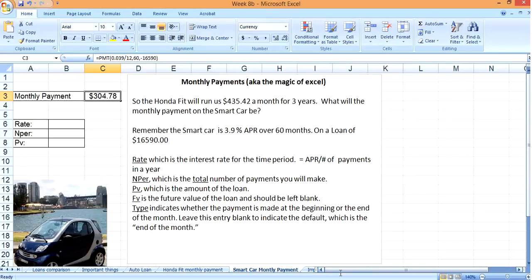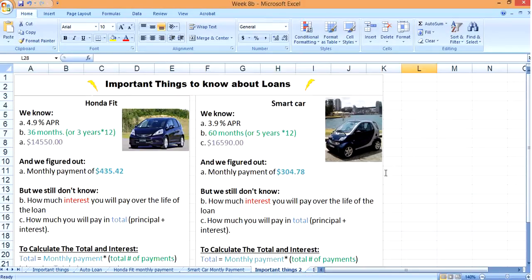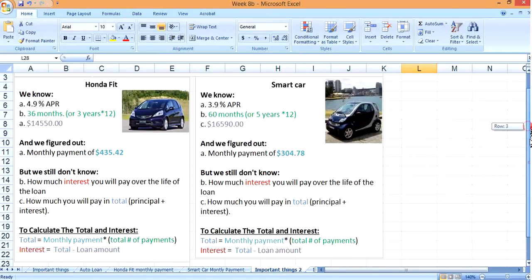But that's not the entire story, right? Just because a monthly payment is cheaper doesn't necessarily mean that the cost of that item is going to be cheaper. Because remember, the total cost to you is going to be the total amount of interest that you have to pay plus the price of the item. So, if you know what the monthly payment is, you can figure out the total. You can figure out the amount of interest that you're going to pay.